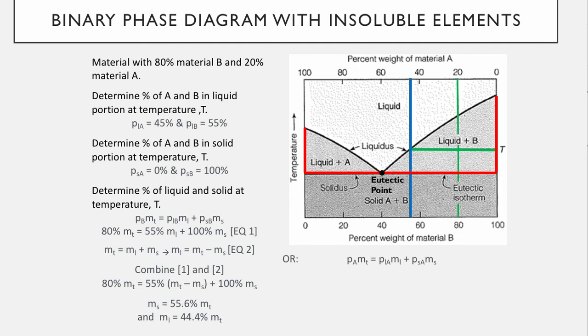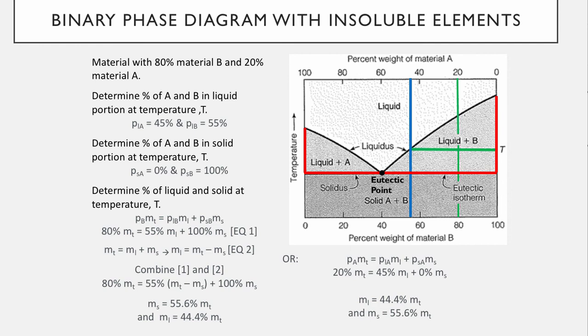We could have also done this with material A, and material A would have been easier because we have 20% of our total mass as material A, and we said that 45% of it is in the liquid, but 0% is in the solid. So when we put that 0% in, the mass of the solid term goes away, and we can immediately write the mass of the liquid in terms of the total mass and get back out that the mass of the liquid is 44.4%. So our mass of the solid is 55.6%.